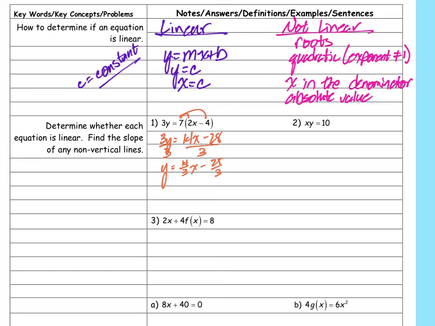Nice, Ofa. Yes, it is. Ofa says it's linear, which it is, because it's y equals mx plus b. Lovely. I don't care if it's an ugly fraction or not. It's still in the form of y equals mx plus b. So what is my slope of that line? What's the slope of my line?